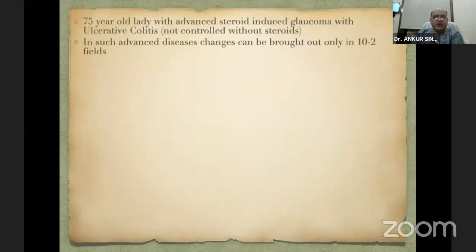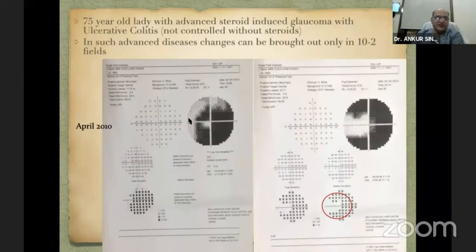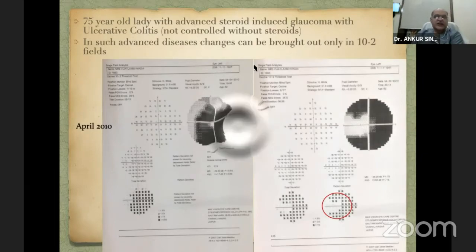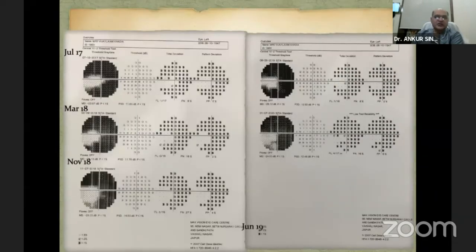A 75-year-old lady with steroid-induced glaucoma and having ulcerative colitis, which is not controlled without steroids. And these are the visual fields on 30-2 and 10-2. Now, such advanced visual field defects can only be followed and visualized on 10-2. This patient is on regular follow-up since April 2010 with us, and we can see that she's maintaining almost similar visual fields from 2010 to 2020.